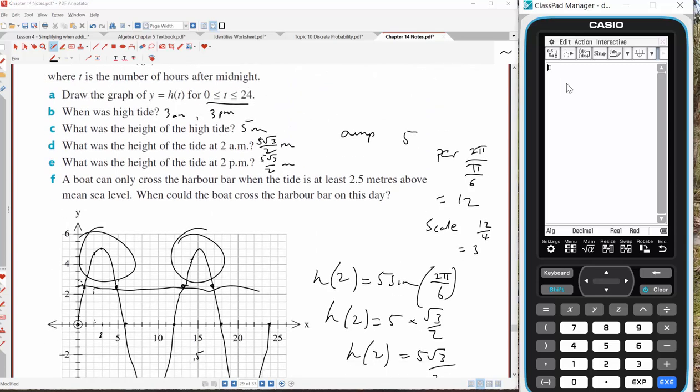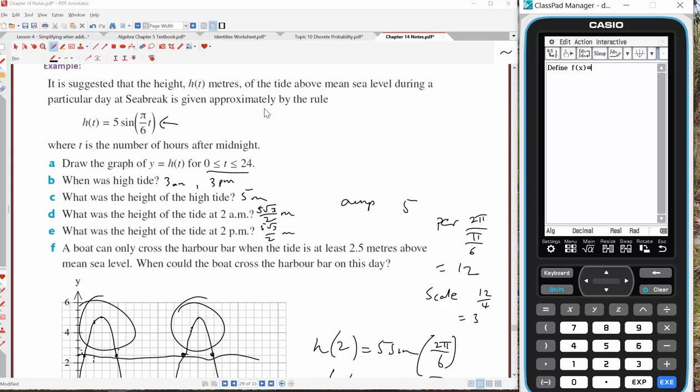This can also be done very quickly on the calculator, so I'm going to show you how to do that as well. If this was a calculator question, we'll define the function. So f of x equals 5 sine. I usually have a quick look at it to make sure it looks like I want it.